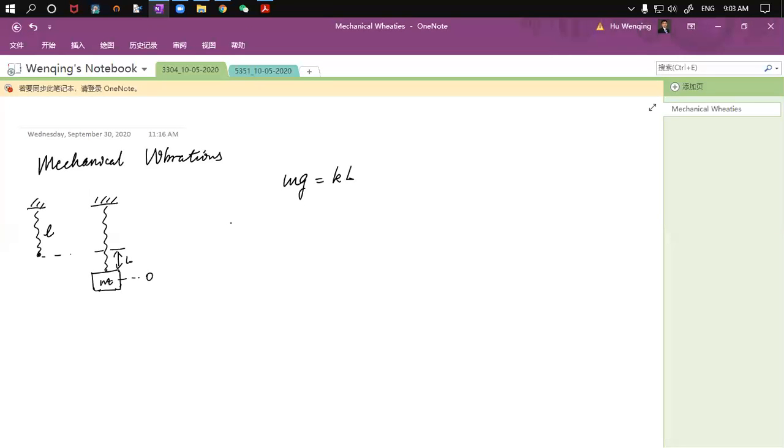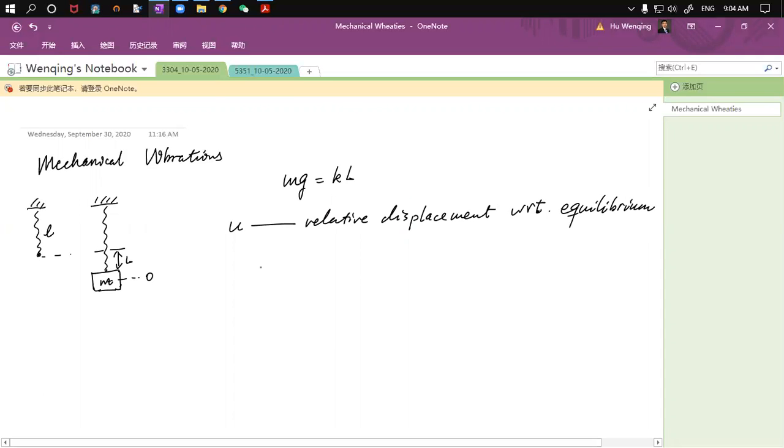Okay, and then we have to be denoting the u as the relative displacement with respect to the equilibrium position. And then we have this equation m u double dot plus gamma u dot plus k u is equal to the external forcing Fe of t, right? So that was the equation we have introduced the last time, where M is the mass.